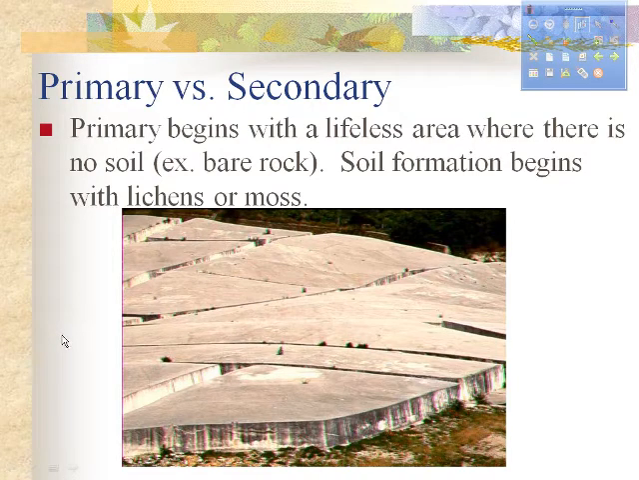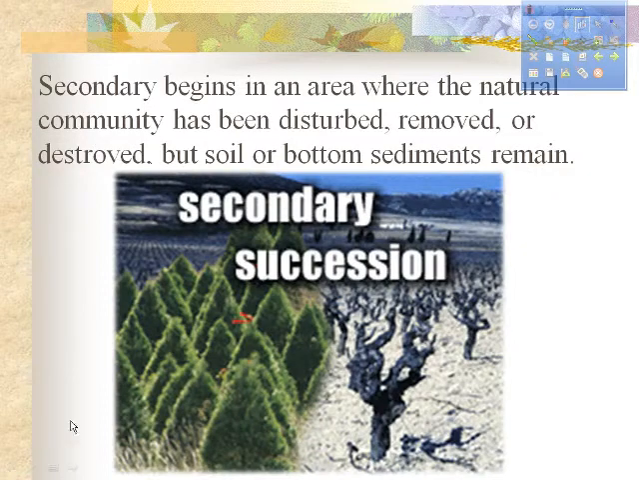Primary succession is the lifeless area. There's nothing there except rock or soil. And then the soil formation begins with lichen or moss. There is no soil, so you start with the bare rock, and then you have to have some kind of plants that can grow on bare rock, like moss or lichens, that will, as they die and decompose, turn into soil, and that soil formation is the first step in primary succession.